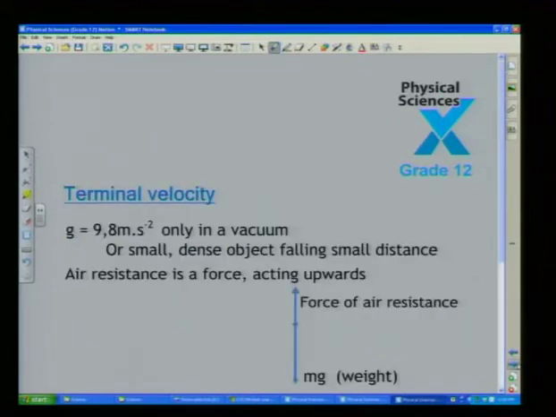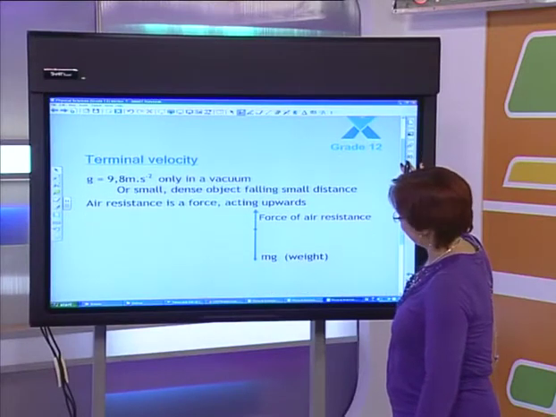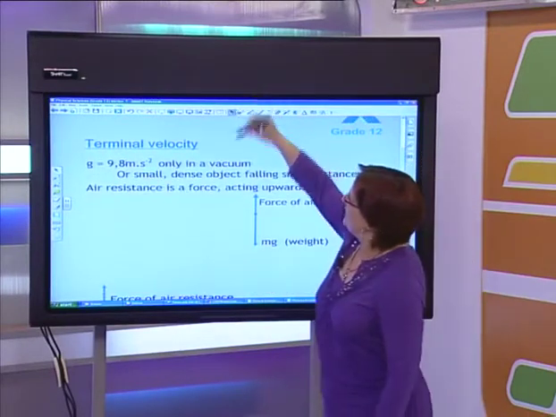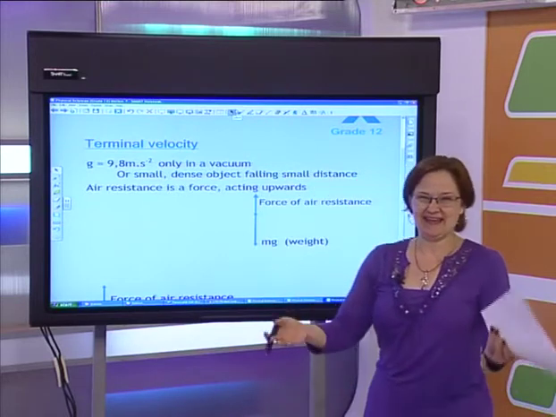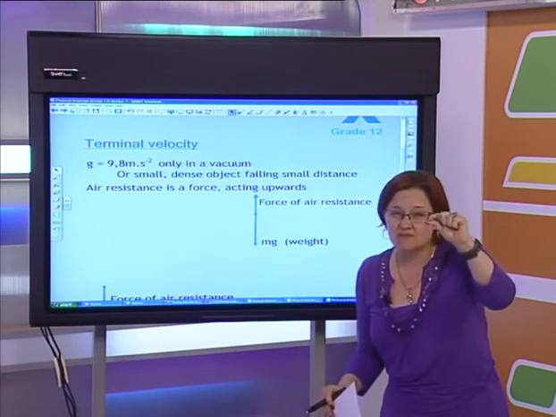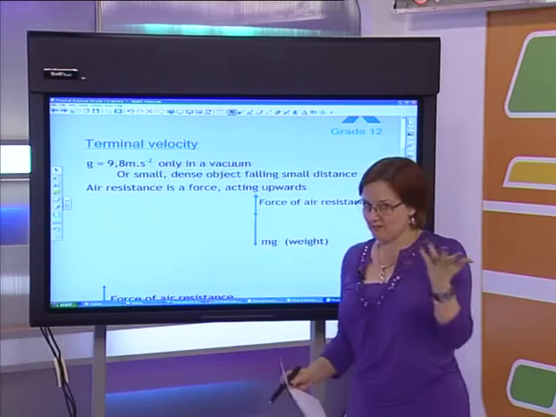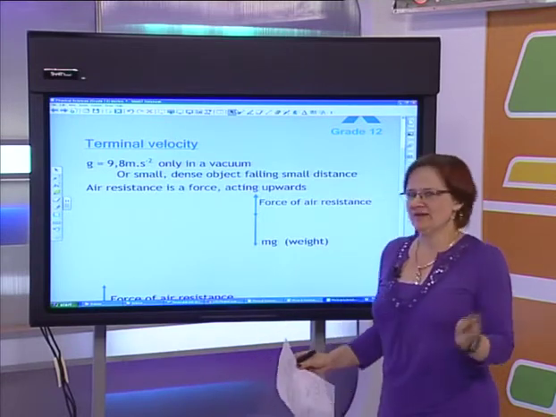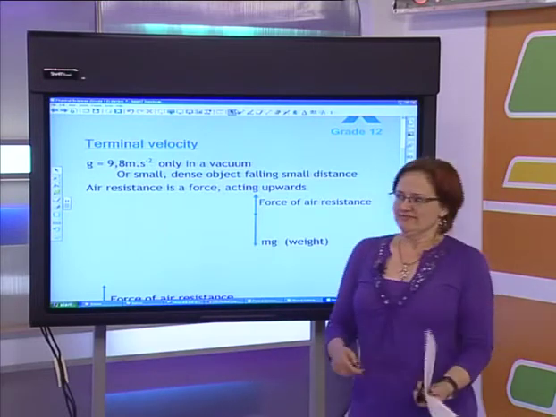Now, that brings us to a fun concept called terminal velocity. Now, we can get it with air resistance. Sorry, 9.8 is only in a vacuum, or for small objects covering small distances, which is what we sort of do. But think about those people who like to jump out of aeroplanes. Not something I want to do anytime soon. Oh, no. No, not at all.